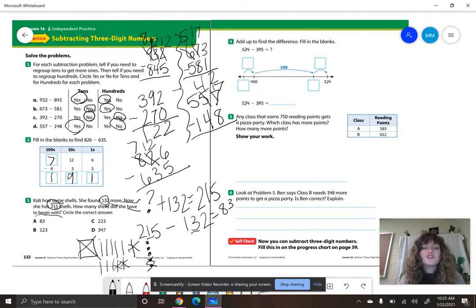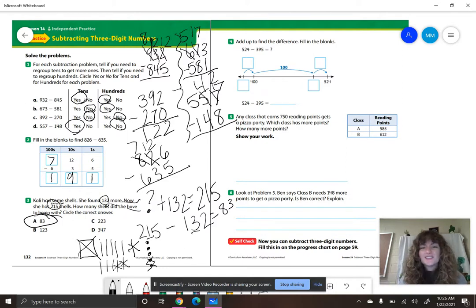So how many shells did Callie start with? Look at your options and circle the correct option. She had 83 shells to start with. And see, I had that right there too. All right, let's move on to number 4.